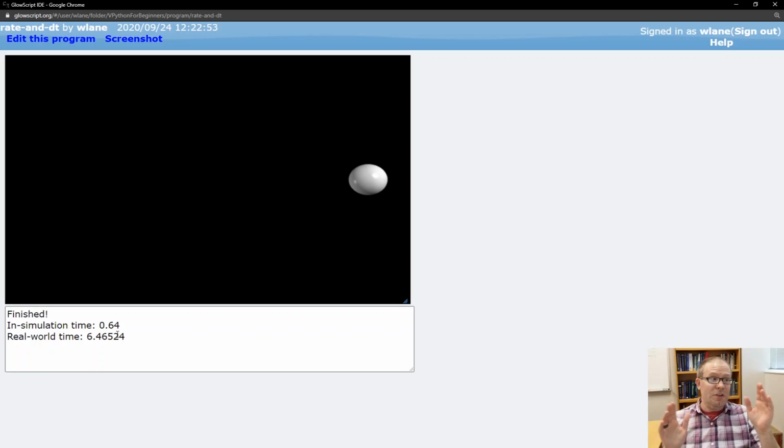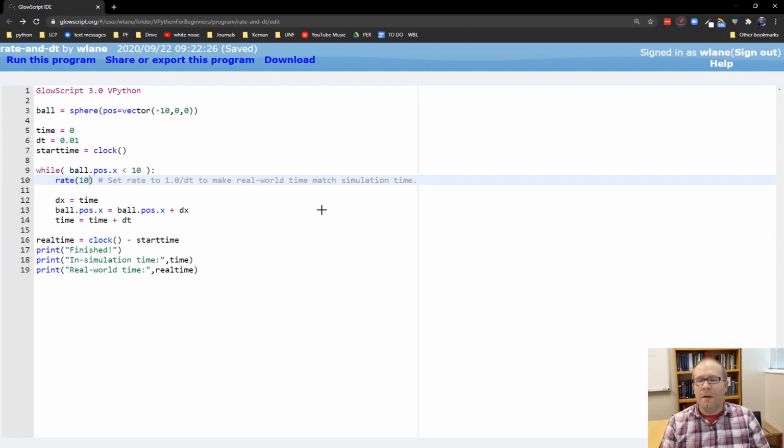So you can see those don't have to be the same value, right? The time in the simulation went by a lot slower than the time in the real world because it took us about 6.5 seconds to watch. It only took 0.64 seconds for the sphere in the simulation. And the reason for that is because even though the number inside the rate function and the DT, the time step, even though they are measuring different things, the things that they measure are related to each other.